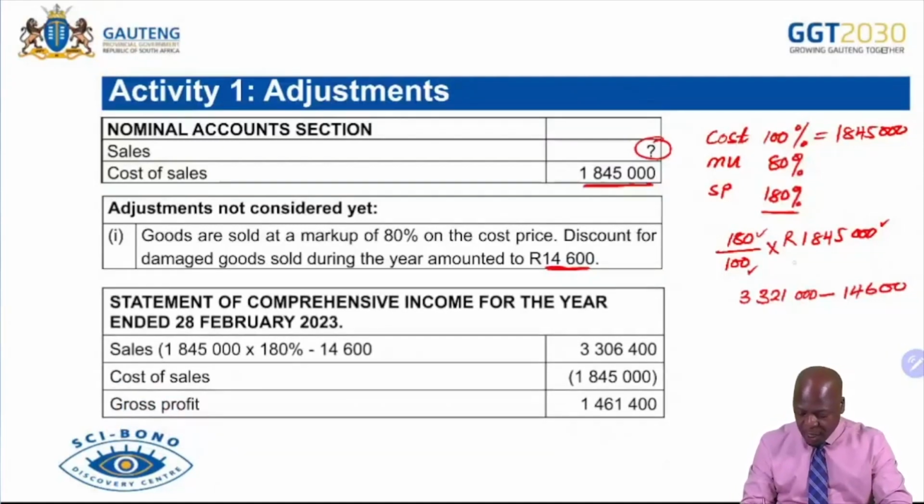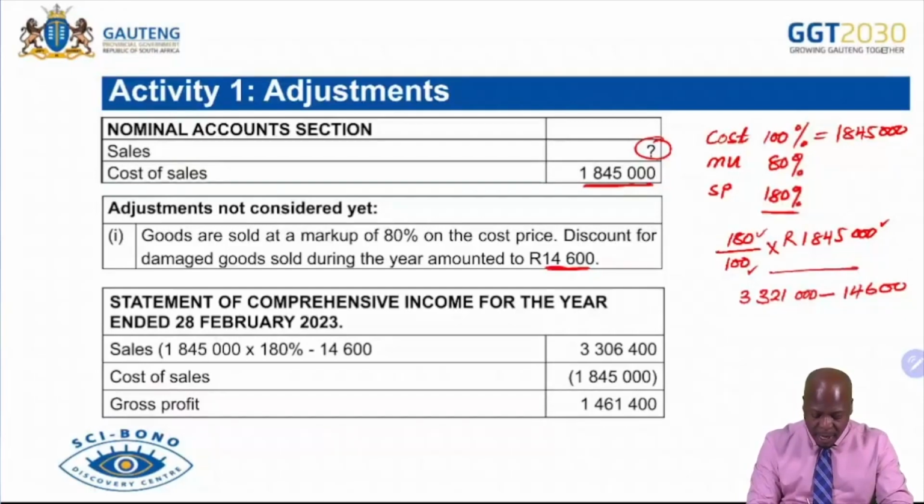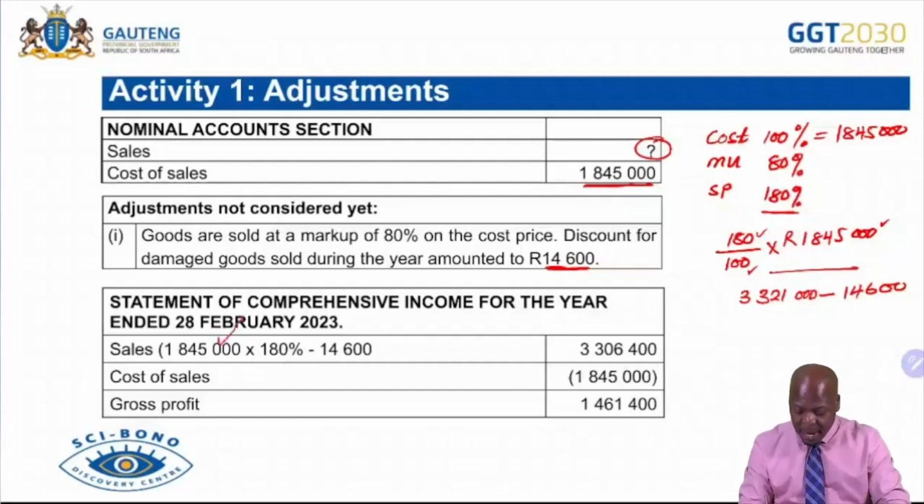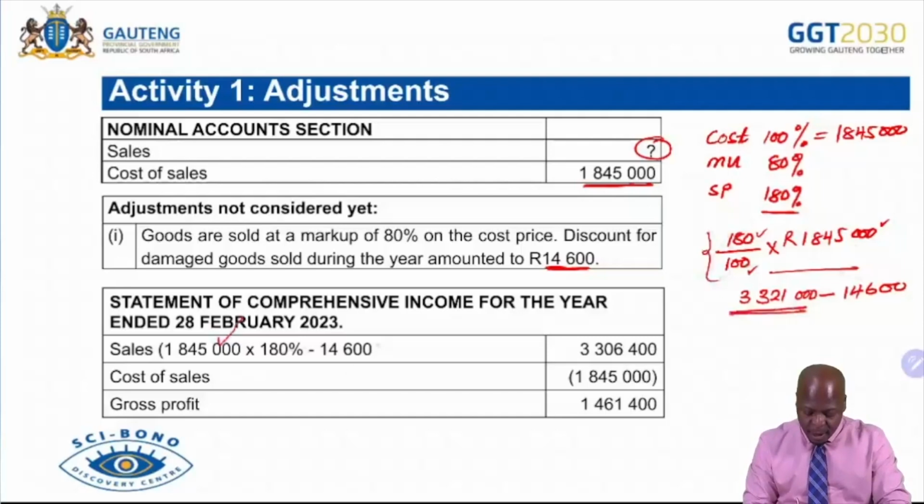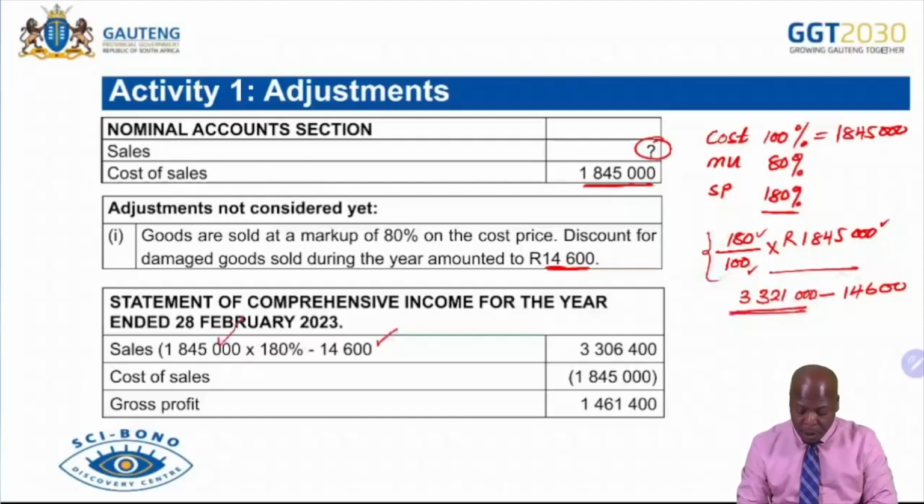Remember what we did over here. We had our 1,845,000. And then we say multiply by 180%. It is the same as what we said here, 180 over 100. And it would give us the 3,321,000. Then we minus the 14,600, which is the discount for the damaged goods. Then we end up with 3,306,400, which is what we have here.